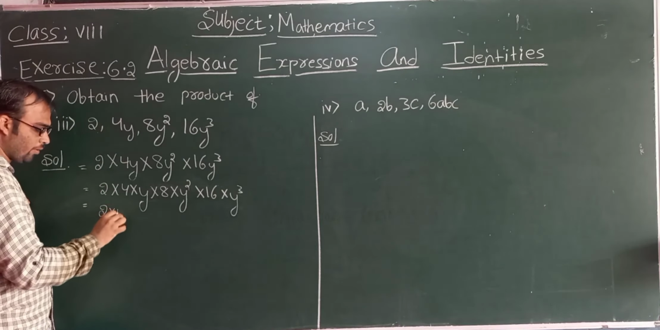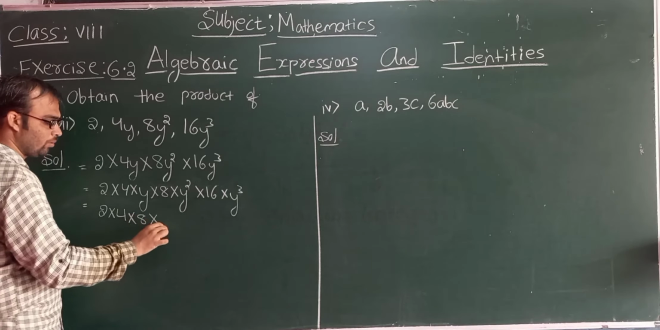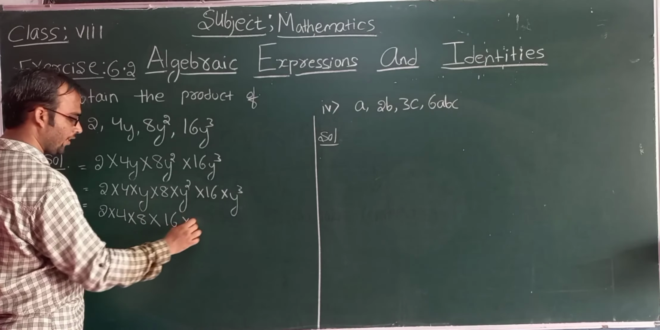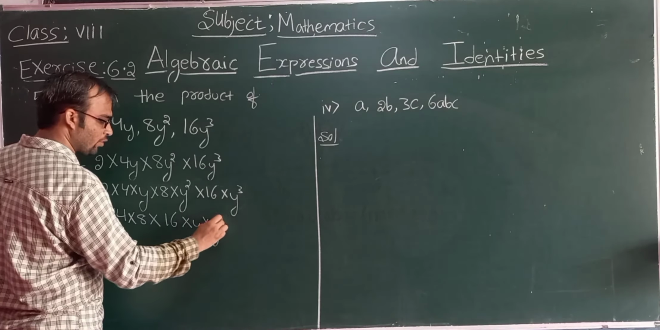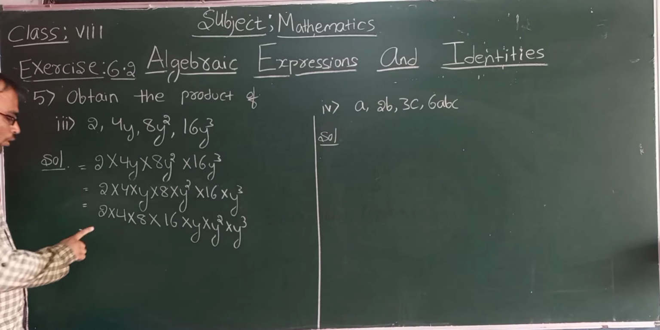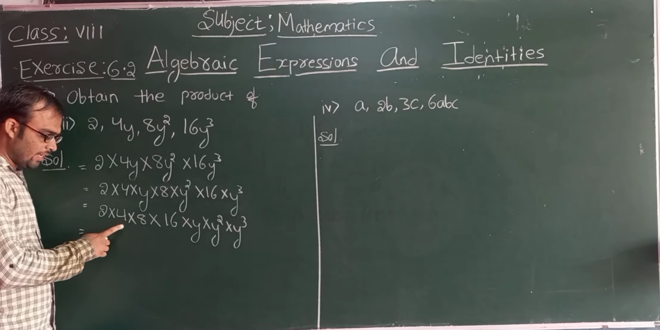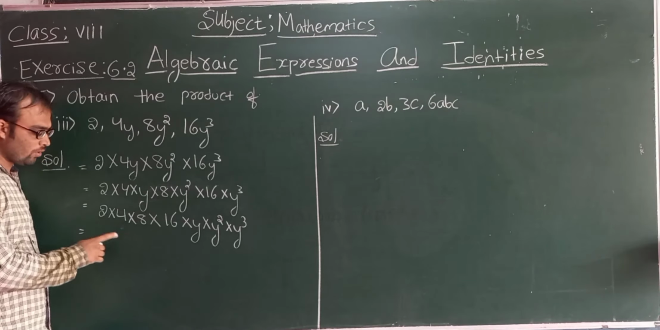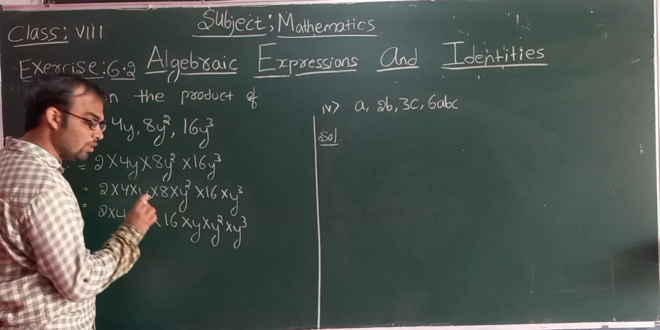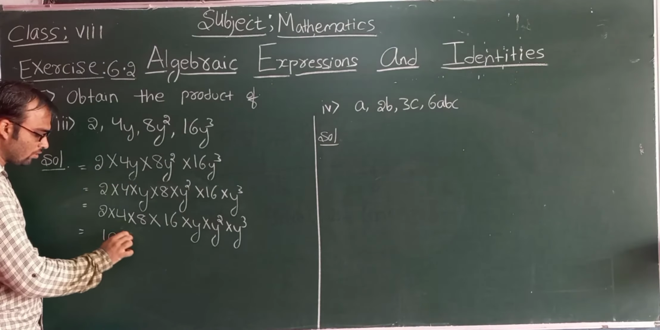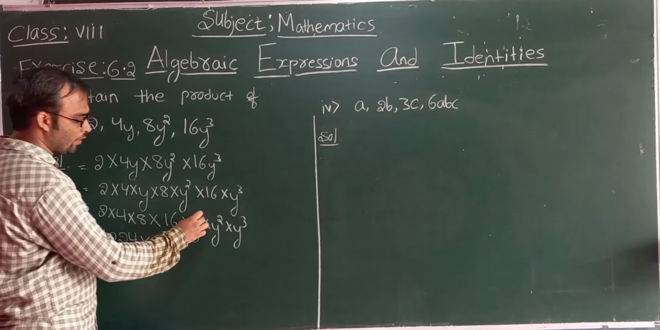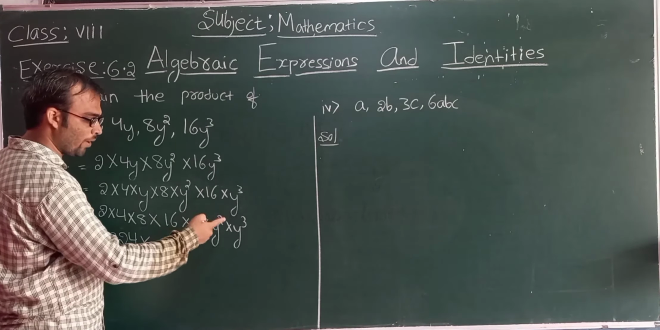So 2 into 4 into 8 into 16 into, look at here, y into y square into y cube. Now 2 4s are 8, 8 8s are 64. 64 into 16 will be 1024. Now y into y square will be y cube.